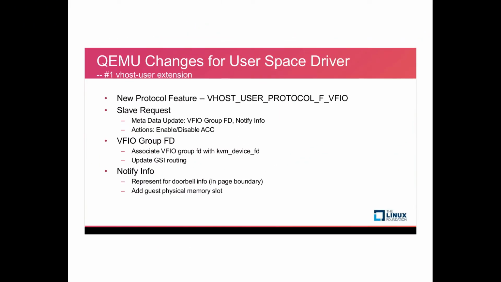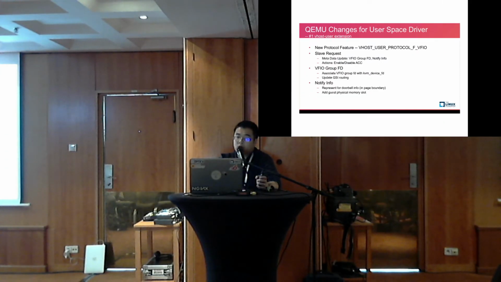Then in the next two pages, I will go into a little more detail for these two methods, one for user space, another for kernel. Okay, first one is for user space. We are going to define a new protocol feature which is called VFIO. By this VFIO and leveraging the slave request, we will let the DPDK process give the VFIO ID and notification information back to QEMU. And then have another simple action, which is to enable or disable the accelerator. Then for the VFIO group FD, QEMU just does two things, quite simple.